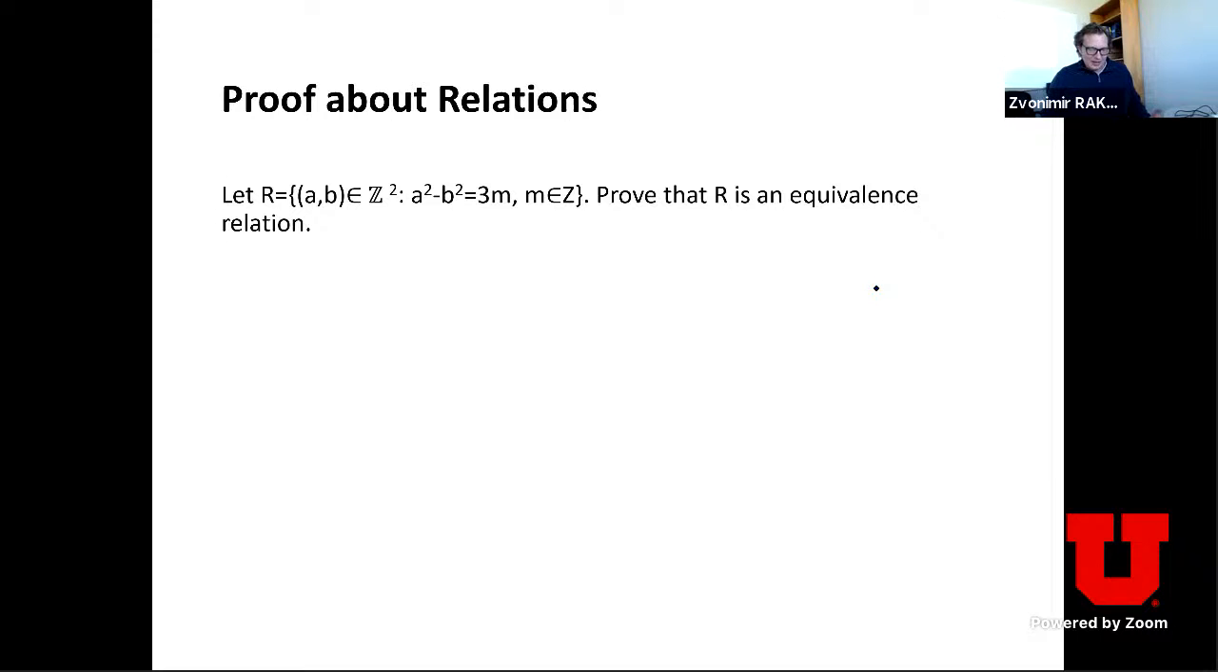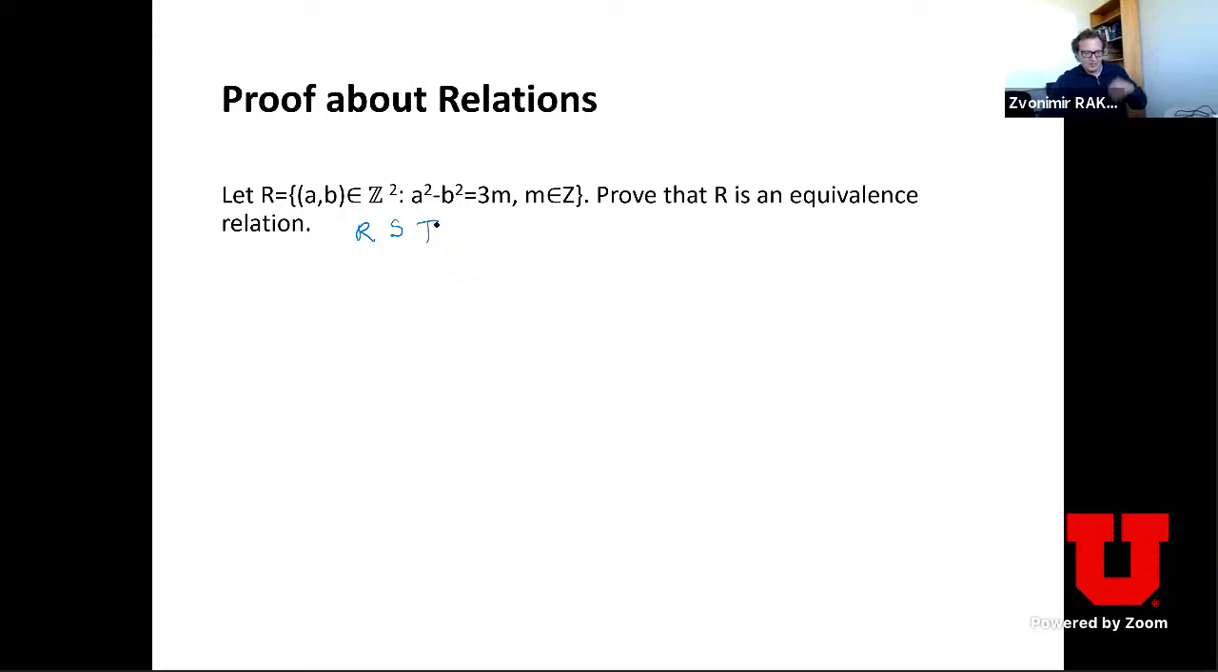And I'll give you maybe 7-8 minutes to try to prove this on your own. I'll do breakout rooms. So you have another simple relation. It's a little bit more complicated than the previous one, but not too bad. And you want to prove that it's an equivalence relation. So you want to prove RST. You want to prove that it's reflexive, symmetric, and transitive.